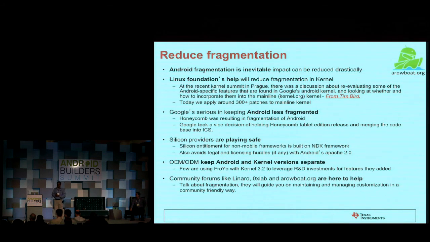Yesterday we had this panel discussion where we saw that in the kernel we are getting a lot of patches in. Google is also very serious about keeping Android less fragmented. I had a couple of points, but I think I'm running out of time. Silicon providers are really playing safe, and OEMs, ODMs are really keeping Android and kernel versions separate.